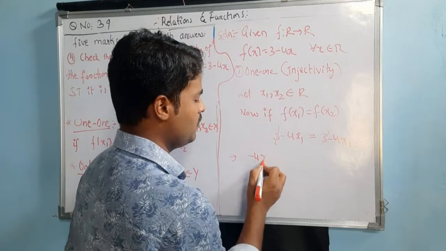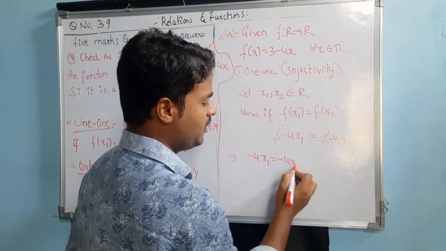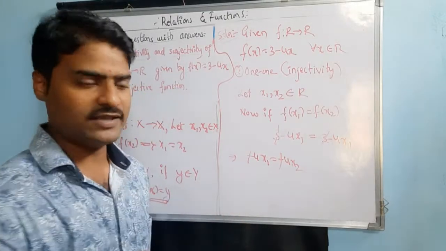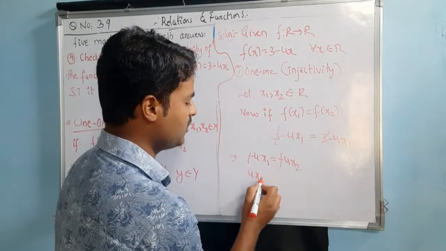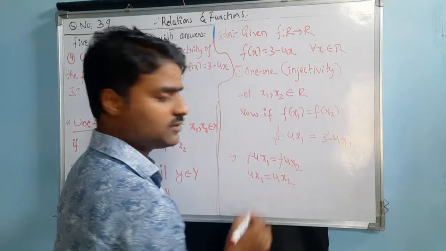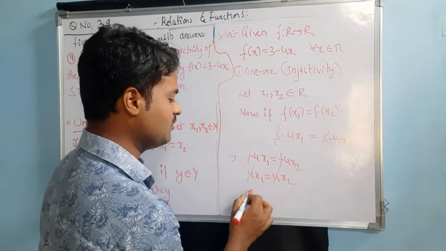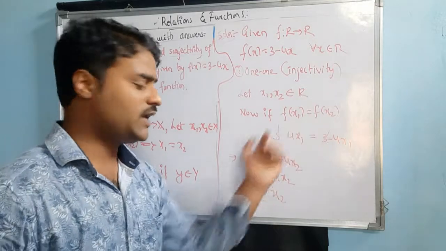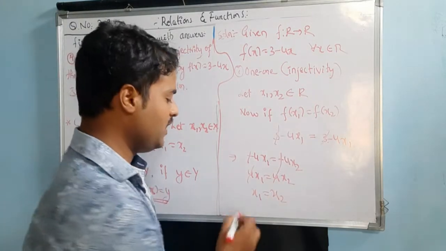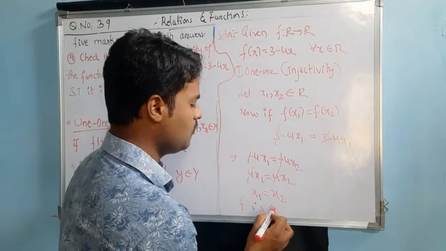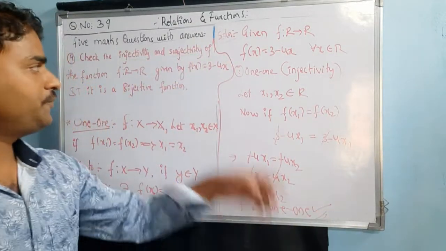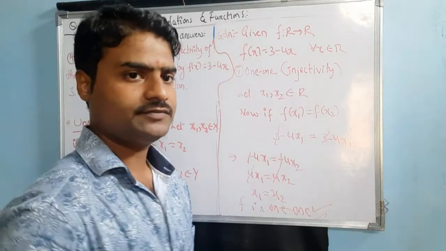ಸೊ ಉಳಿದಾನೆ minus 4x1 equal to minus 4x2. ಹೌದು? ಈ minus 4 ಕ್ಯಾನ್ಸಲ್. ಸೊ ಉಳಿದಾನೆ 4x1 equal to 4x2. Similarly ಈ 4 ಕ್ಯಾನ್ಸಲ್ ಆಗೋದೇನ x1 equal to x2. ಸೊ ಫಂಕ್ಷನ್ ಈಕ್ವಲ್ ಆಗಿ ಎಲಿಮೆಂಟ್ಸ್ ಈಕ್ವಲ್ ಆಗಿದವ್ರೆ ಏನರ್ಥ? ಇಟ್ ಈಸ್ f is 1 1. Okay, we proved that f is 1 1.